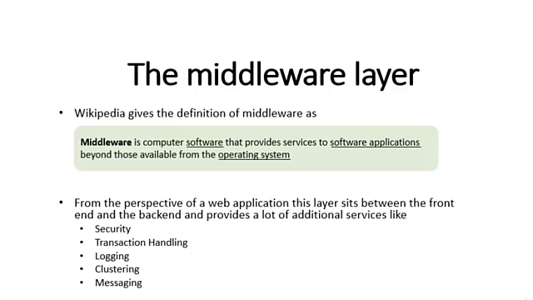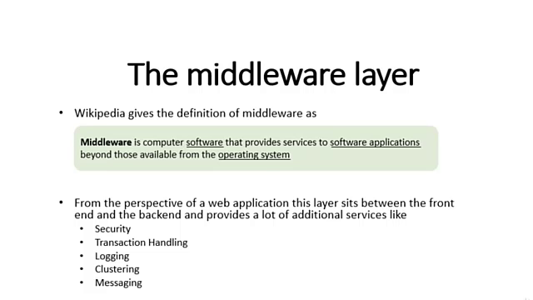So for an example, if you're building an online ticketing application where you're selling tickets for cinema halls online, the core business logic, your web services, your microservices, or your plain vanilla business logic regarding this, that is deployed on the servers, is hosted on this middleware layer. Apart from this, there are additional services like security, transaction handling, logging, clustering, messaging that can be provided through this layer.